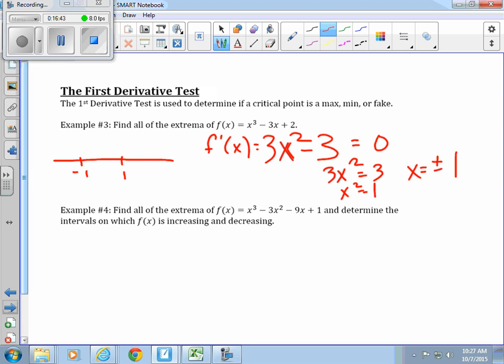I want to know if the first derivative is positive or negative, right? So I'm going to plug in a number less than -1 into the first derivative. So what's a number less than -1? -2. -2 squared is 4. 4 times 3 is 12 minus 3 is 9. That is definitely a positive number. I'm going to put a little plus there.